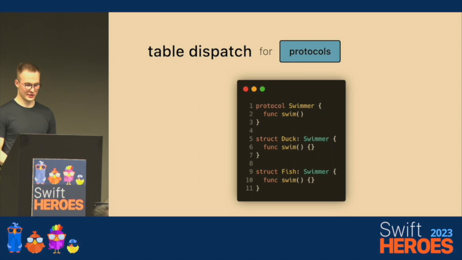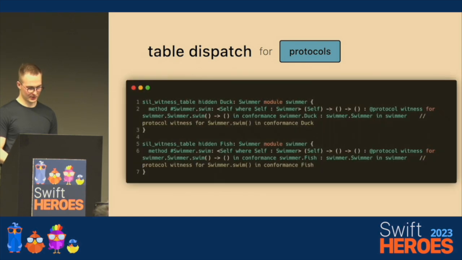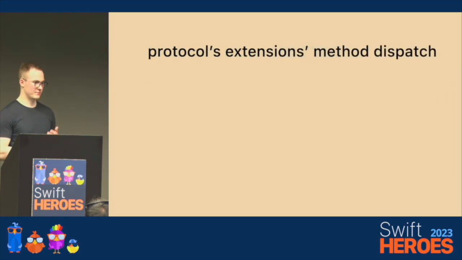And once again, let's take a look at our brave swimmers from today. So we have a protocol with one function that is implemented by the structures, and here we can see that there are two witness tables because we have two different types, which are structures in this case, conforming to this protocol, and this is how protocol conformance and polymorphism is achieved.